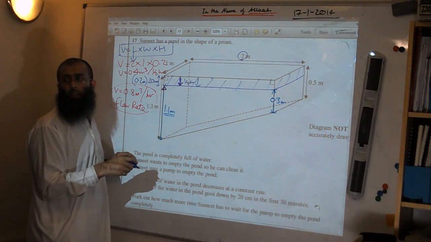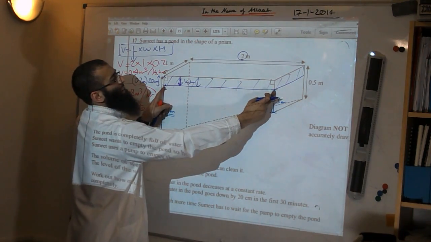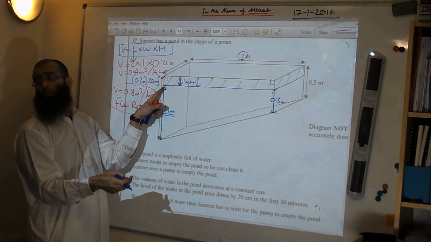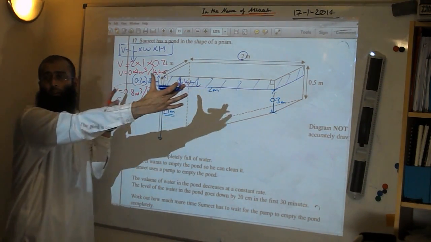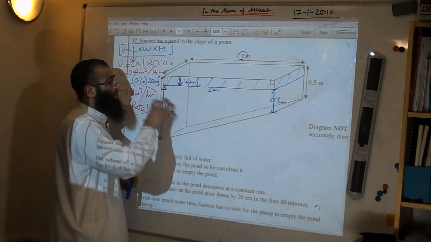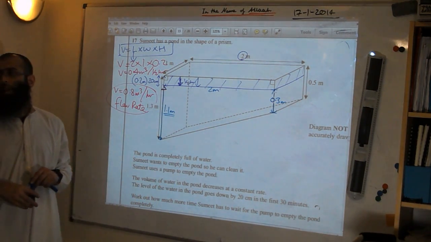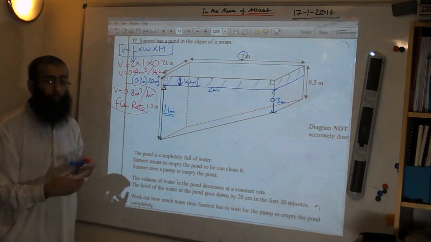Now, next question. Rutaba, this original length here, has that changed? No. So this is still 2 meters long, yeah? Are you happy with that? Now we need to work out the volume of this. What kind of shape is this? It is called a trapezoid, because it's a trapezium but in 3D.